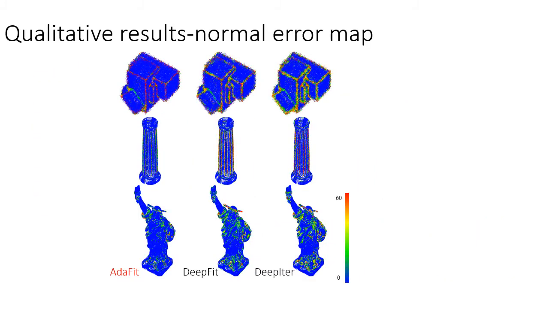We show the normal error map in the figure. It can be seen that DeepFitter performs better on the flattened regions, while DeepFit can better handle curved regions, but is not accurate for regions with sharp curves. In contrast, the proposed AdaFit is relatively more robust on all regions and all settings.